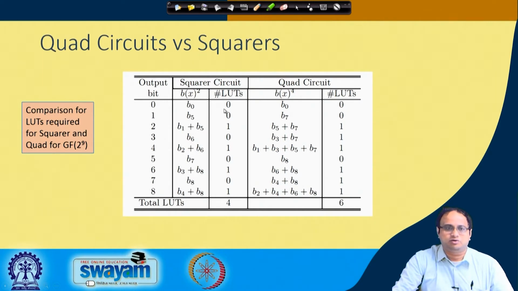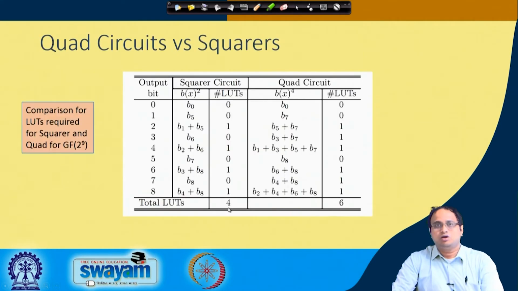So, there is no lookup table requirement, but if you have got B1 plus B5, then you have got one lookup table requirement. Okay. Likewise, for B6 there is no lookup table requirement. For B2 plus B6 you have got one lookup table requirement. Like this you have got 4 lookup tables which are being used.